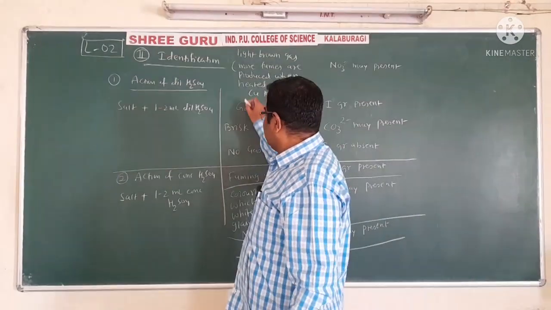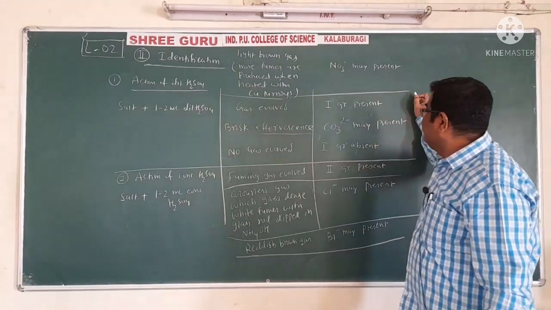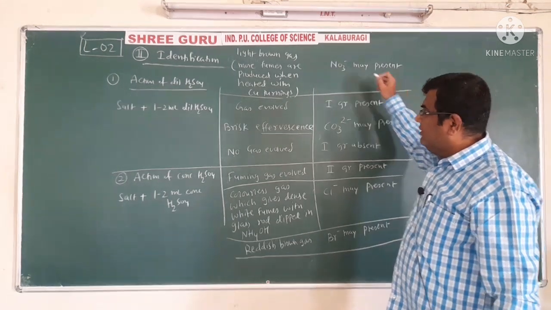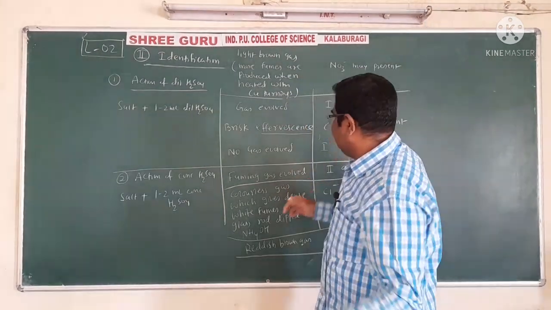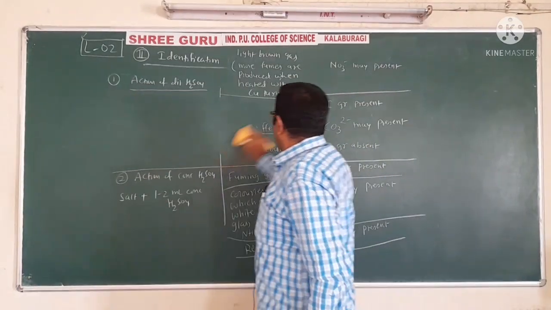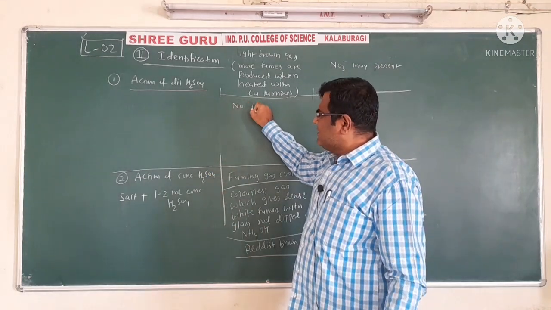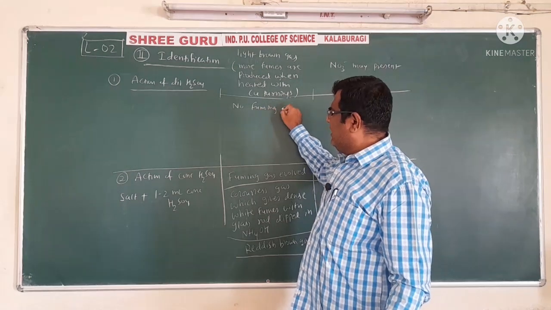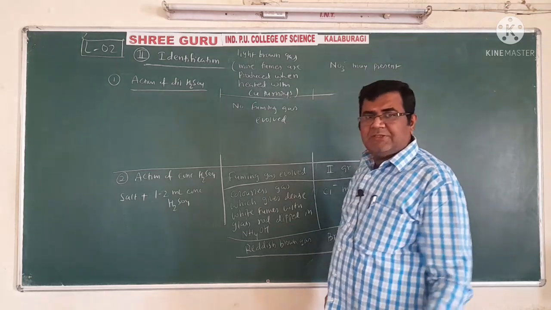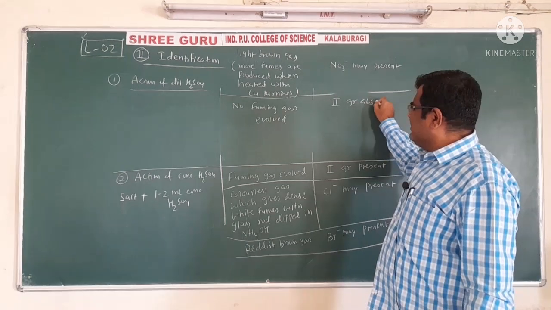I will just write. So this is another possibility. And the last possibility is no fuming gas evolved. So I will just rub this part. No fuming gas evolved. And when I say no fuming gas evolved, there is a possibility that we write second group absent.